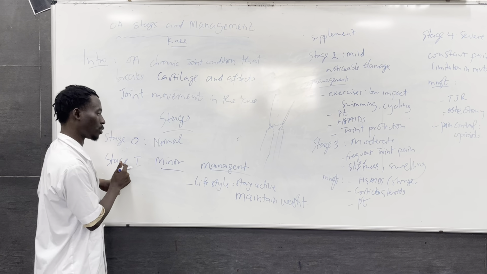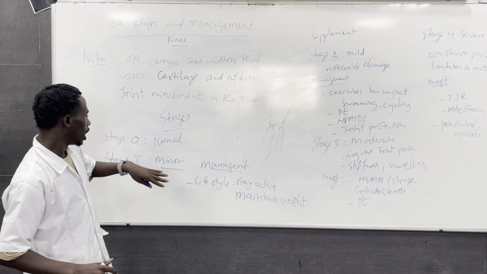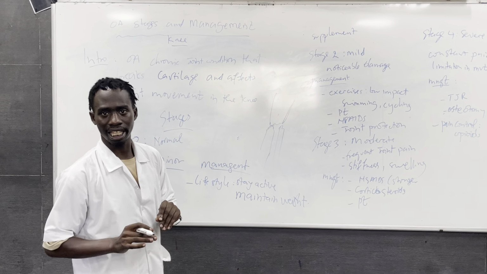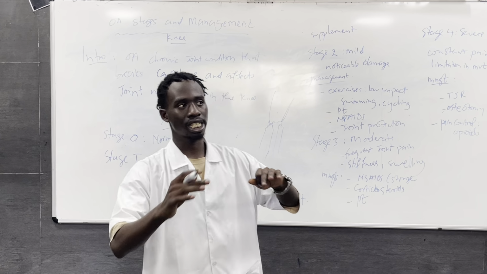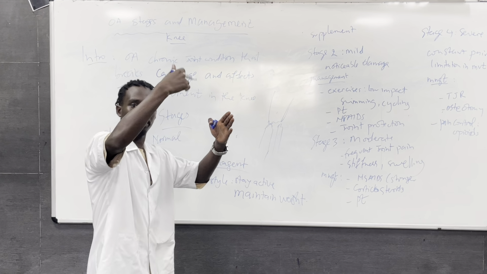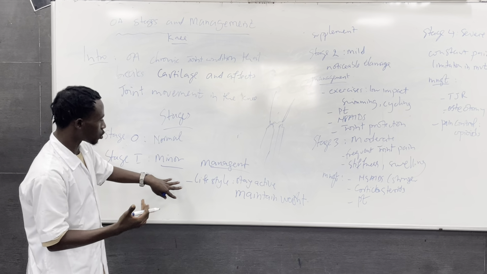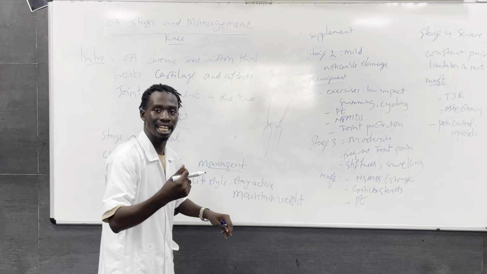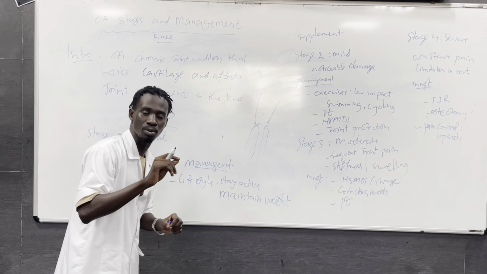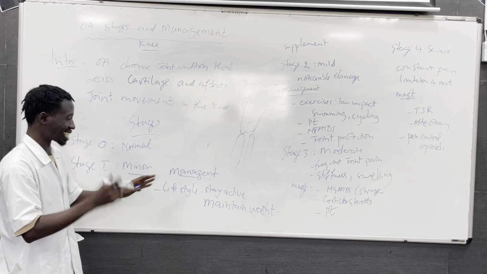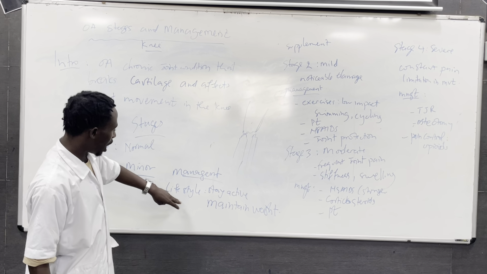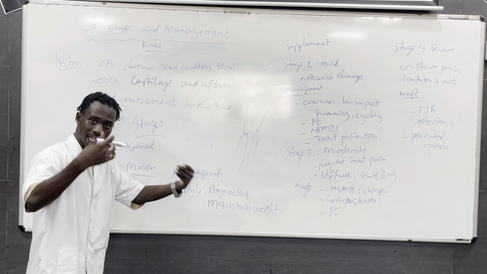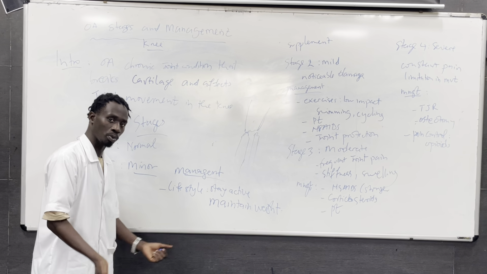In stage 1, after stage 0, it is minor OA, which starts as the years advance. There is small and minor injury to the cartilage and small modifications to the cartilage. In the management, you have to change your lifestyle, and the lifestyle has to be continued.